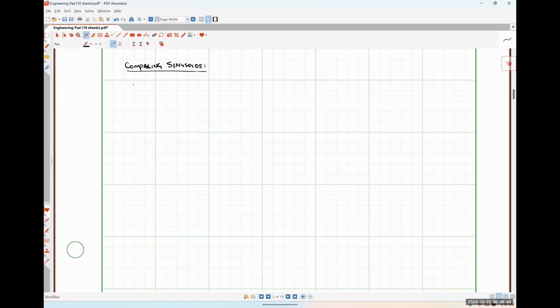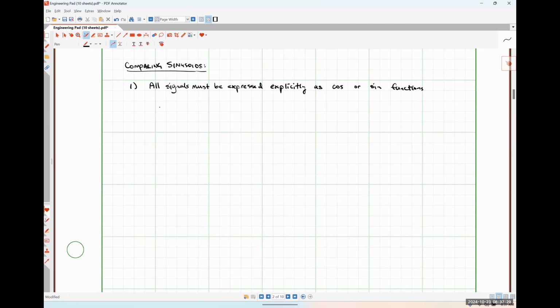So the first rule for comparing sinusoids is that all signals must be expressed explicitly, sorry, I'm misspelling it. All signals must be expressed explicitly as either cosine or sine functions. So let me explain what I mean by that really quickly.